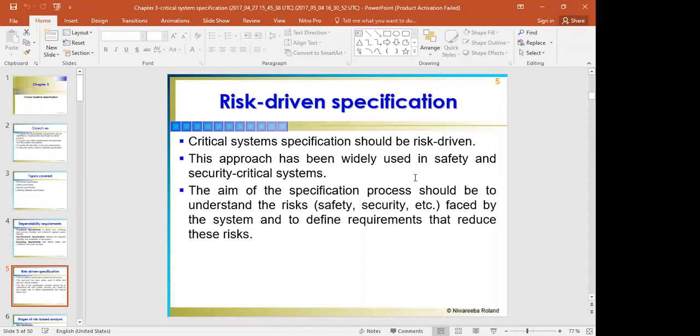Okay, so our first main topic for today, risk-driven specification. So critical system specification should be risk-driven. This means that once you know the risks, then of course you are going to know how you're going to deal with them, and so you will know the safety requirements.